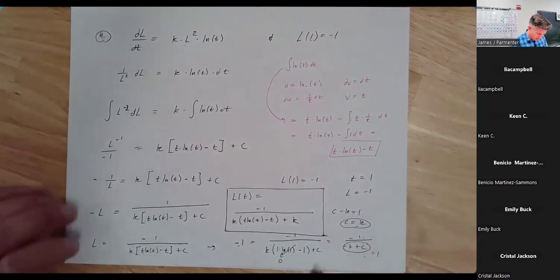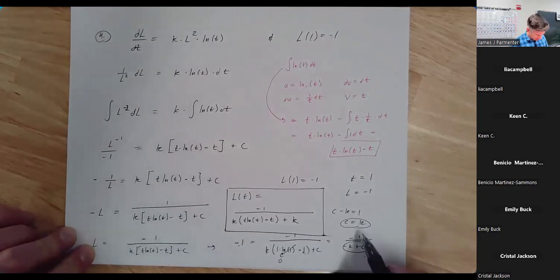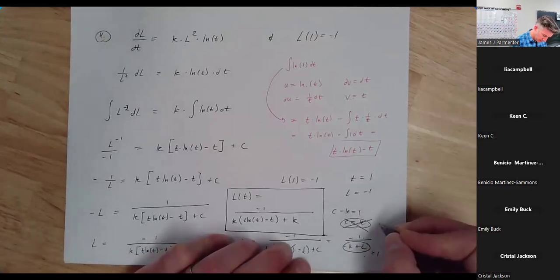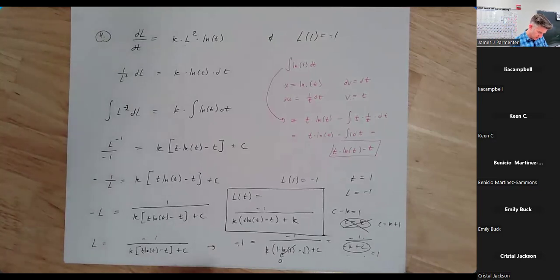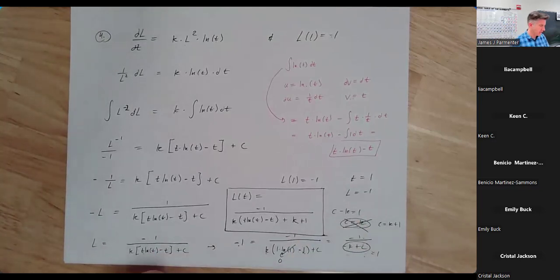Well, it does because it's multiplied by 0 minus 1. Right, there's still that -1 there in the parentheses. But yeah, I blew it here for sure. That should be not c equal to k. That should be c equal to k plus 1. Sorry about that. So then this should really be a k plus 1 over here, not a k. That makes way more sense.